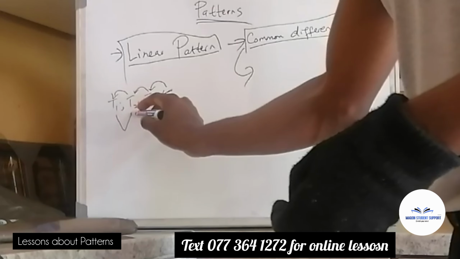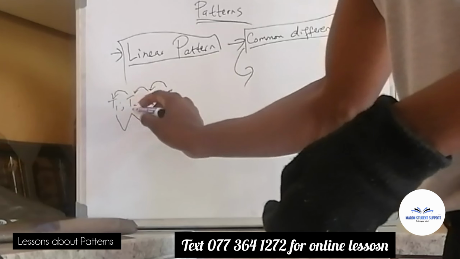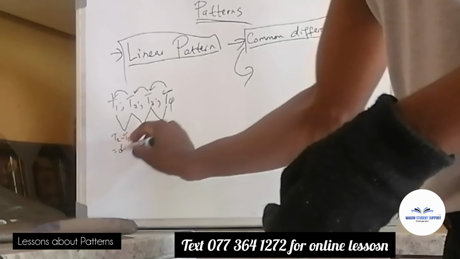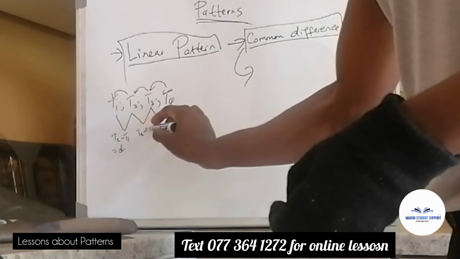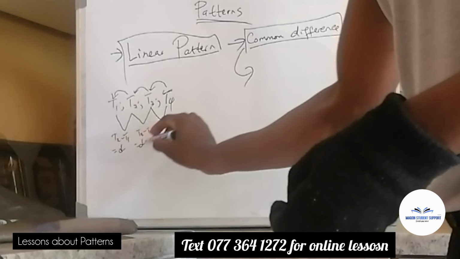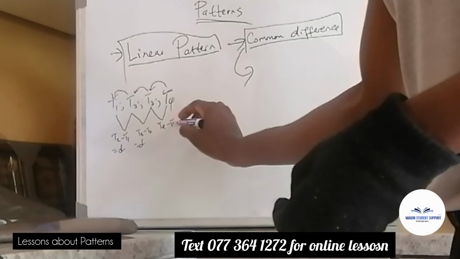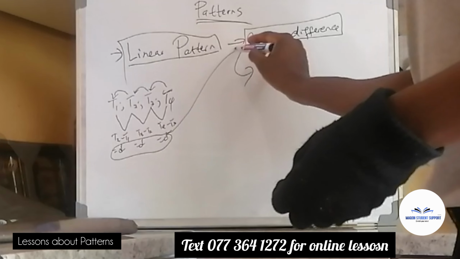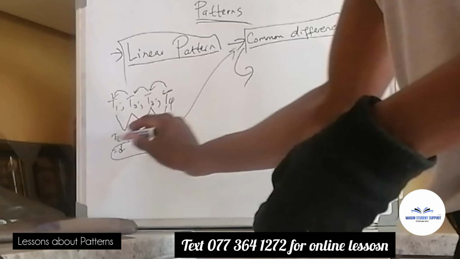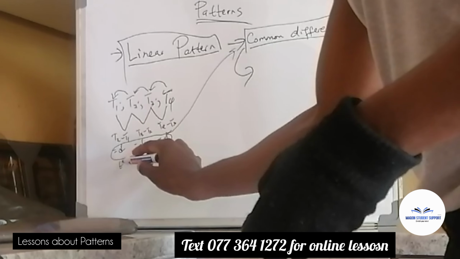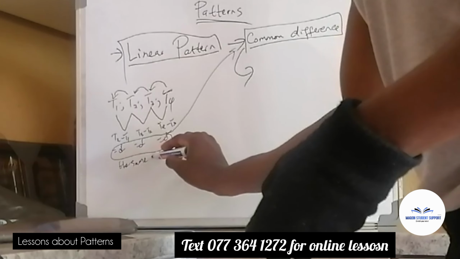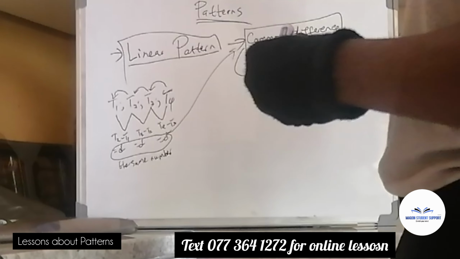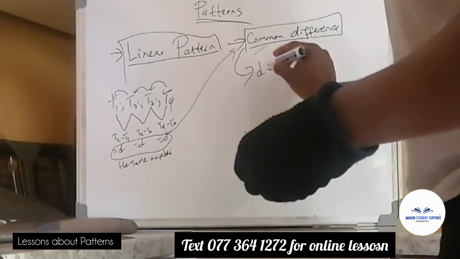So you can have your zigzag. In this zigzag, when you subtract term 1 from term 2, it must give you D. When you subtract term 2 from term 3, it must give you D. And when you subtract term 3 from term 4, it must also give you D. This D is called a common difference because it will be the same number. Once you have the same number there, you know it's a common difference.